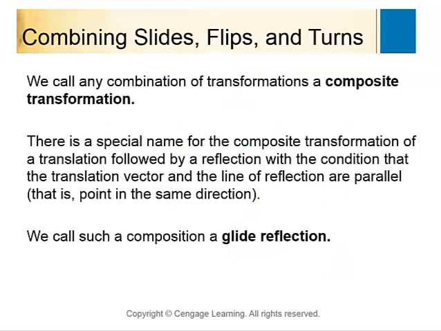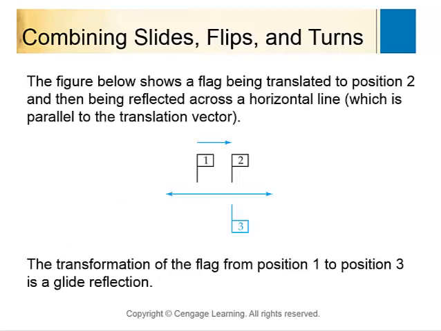A composite transformation is one where you have several things happening at once. These are a little harder, so let's look at these. In this one, I have moved the flag from position 1 to position 2, and then I have reflected it to get to 3. So this is a translation, then a reflection. I think you have some homework questions where you're going to be answering things like that.